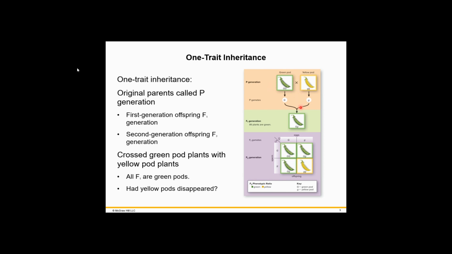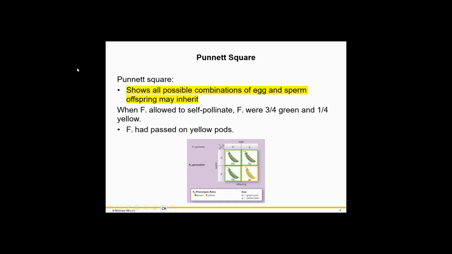Then what he ended up with, what was his F1, his first generation, he noticed he got a green pea pod. So then he was like, well, what happened to the yellow ones? Did they disappear? Mendel used a Punnett square, and that shows all the possible combinations of egg and sperm that an offspring may inherit. So when the first generation was allowed to self-pollinate, then your second generation, your F2 generation, were 3/4 green and 1/4 yellow. The F1 generation here had passed on that yellow pod when it was crossed.